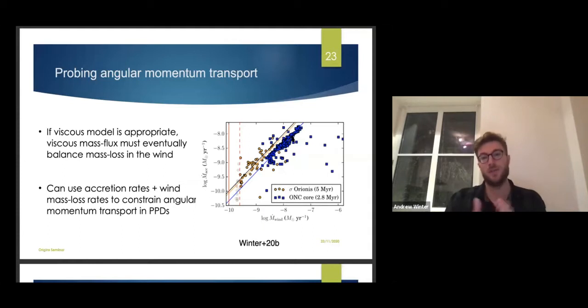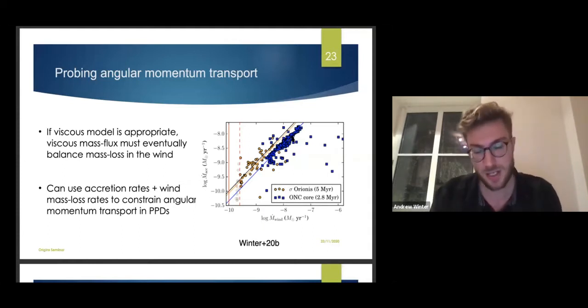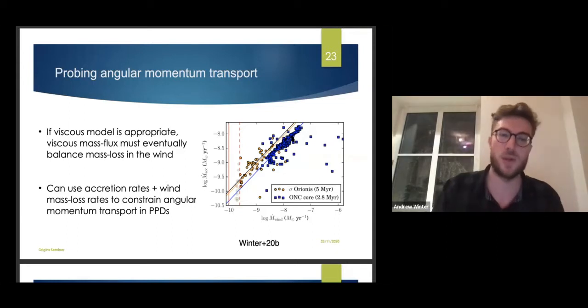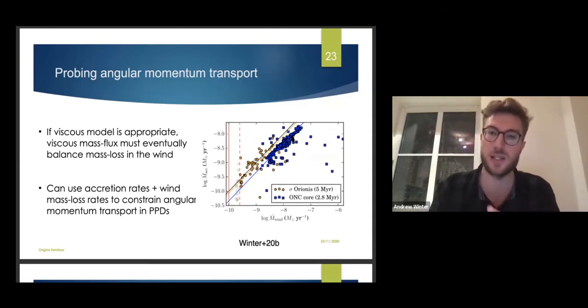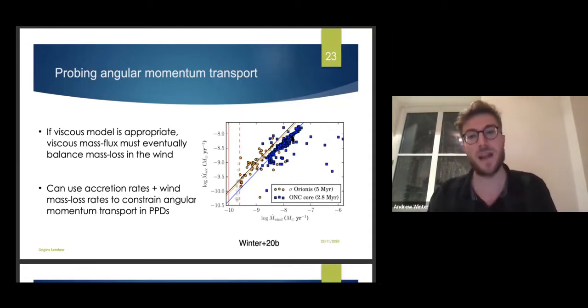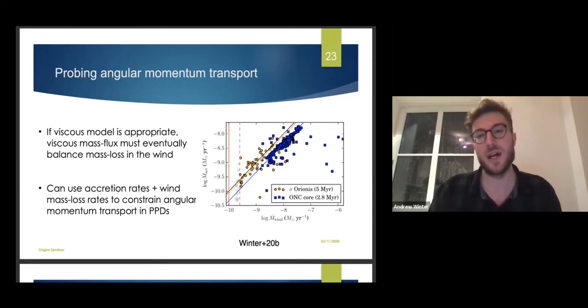Especially for an older region, eventually, within any environment, if a viscous model is appropriate, then the mass flux, that is the flux of mass that's redistributed by the viscous torques within the protoplanetary disk, must be balanced by the externally driven wind from a neighboring OB star.